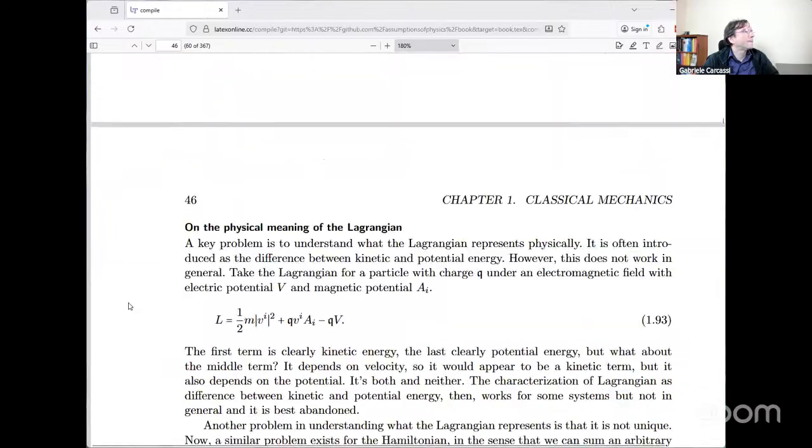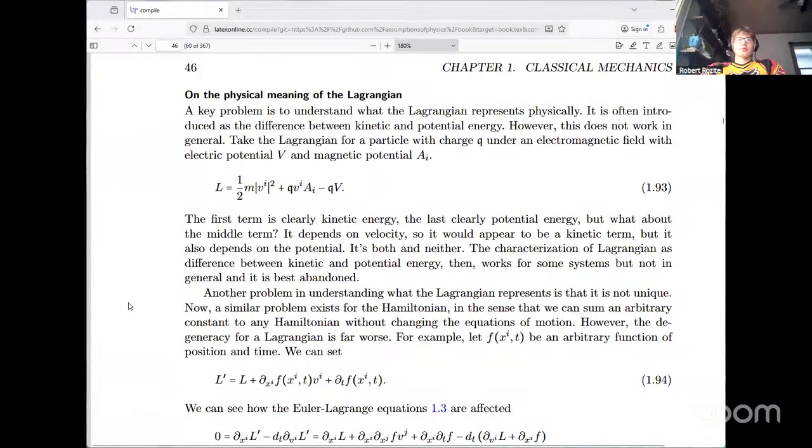On the physical meaning of the Lagrangian. A key problem is to understand what the Lagrangian represents physically. It is often introduced as the difference between kinetic and potential energy. However, this does not work in general.